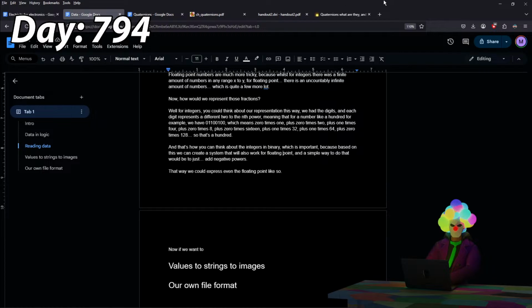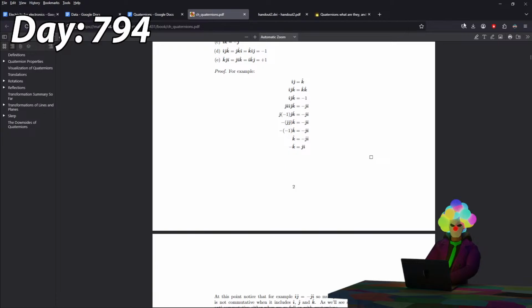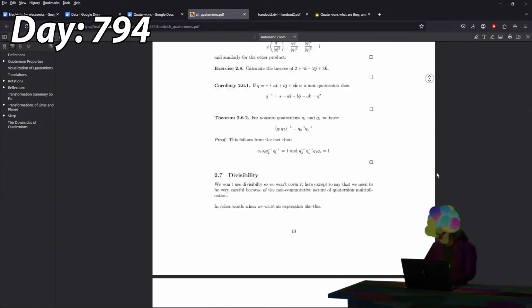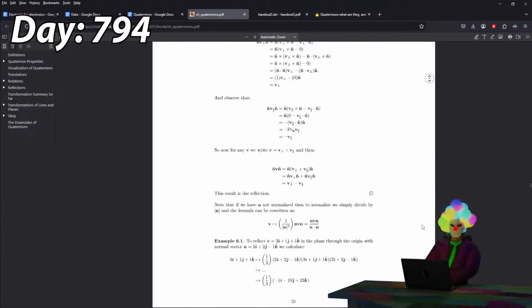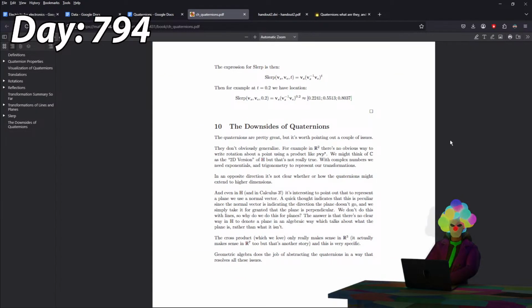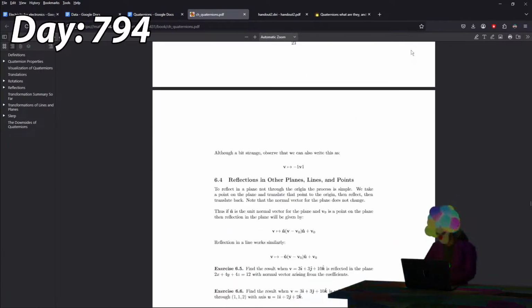Researching Quaternions is winning. Well, color me surprised. We're gonna do it the brain rot way, because of course we will. I feel like this would be a good start for a paper. This is from UMD EDU, and it is quite chunky, with the downsides of Quaternions at the end. Lovely.